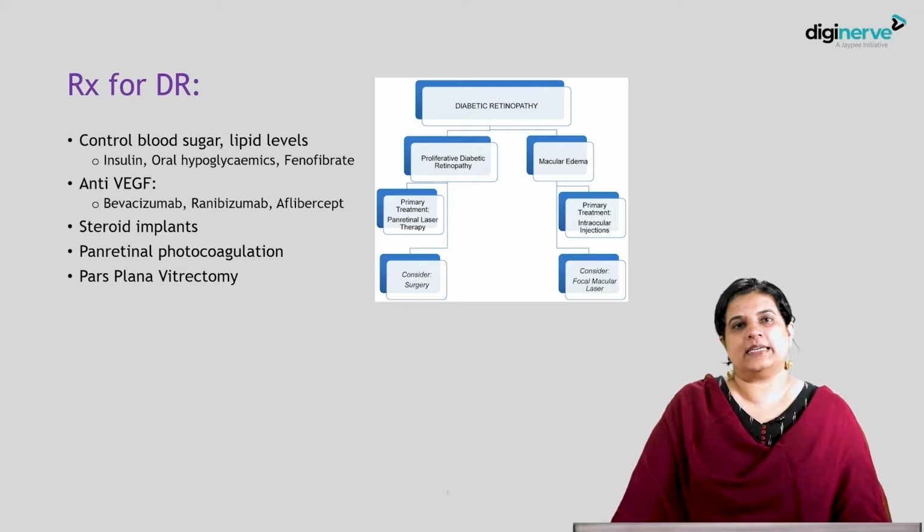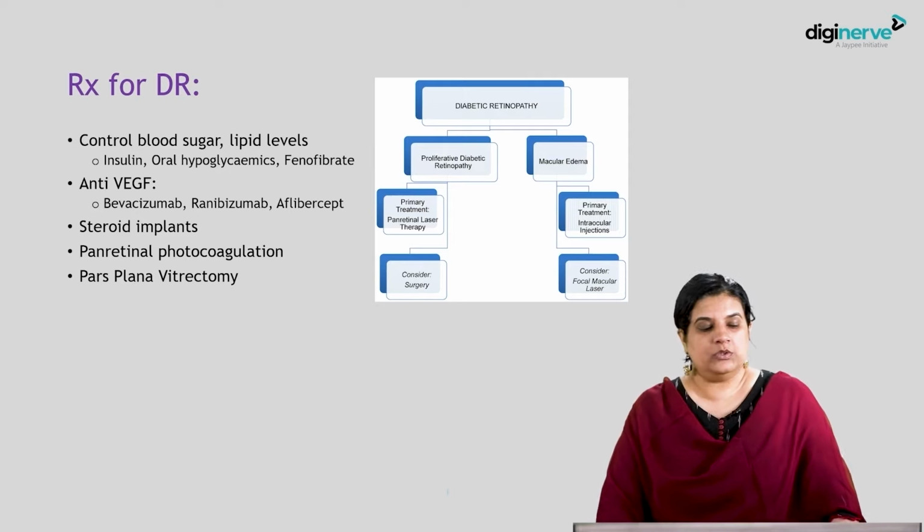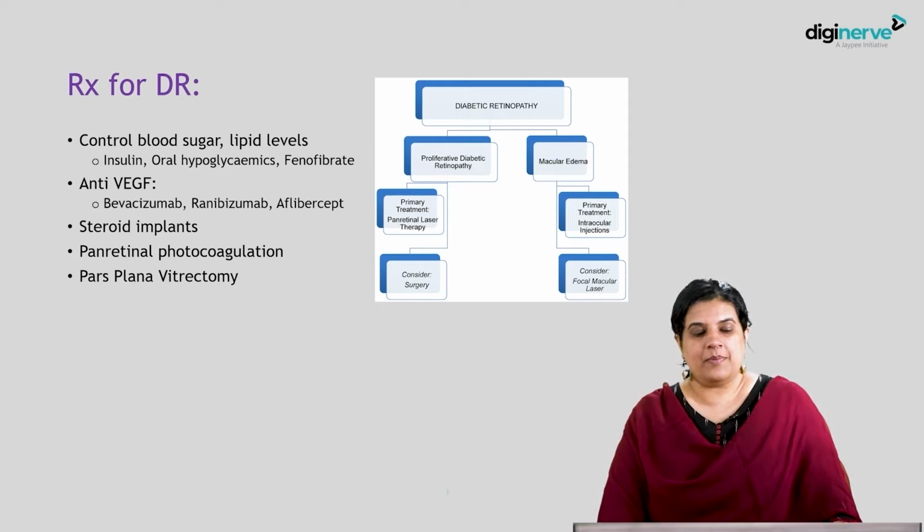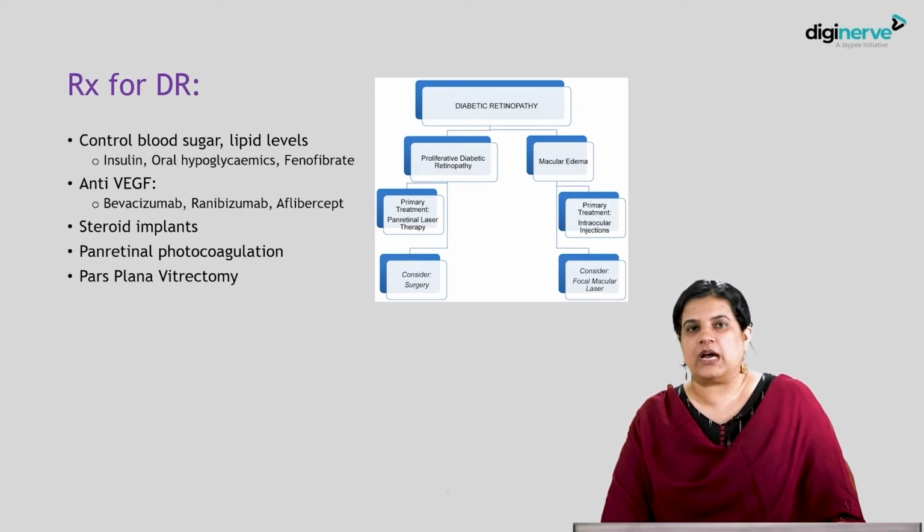Anti-VEGF drugs, that is the anti-vascular endothelial growth factor drugs, which are given as intravitreal injections, help if there is any neovascularization on the disc or on the iris or elsewhere. The drugs include bevacizumab, ranibizumab, and aflibercept. If the anti-VEGF drugs are contraindicated in a patient who has coronary artery disease or other cardiovascular diseases, then steroid implants such as triamcinolone implant can also be put.